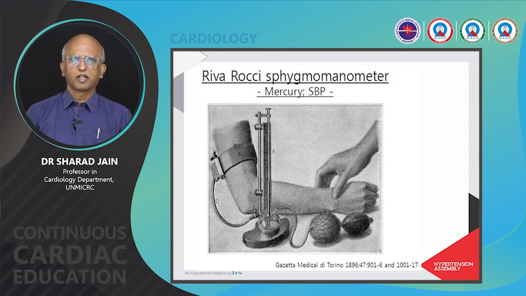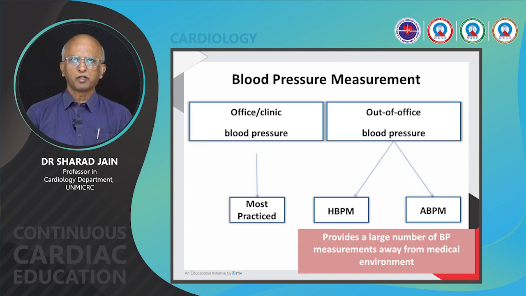Starting from the history, there was the Riva-Rocci sphygmomanometer, that is a mercury blood pressure device, and with that you can just take systolic blood pressure. With the invention of newer machines, they became available. Blood pressure measurement can be in the office or clinic, which is the most common practice, and out of office, which is home blood pressure monitoring or ambulatory blood pressure monitoring. Home blood pressure and ambulatory blood pressure provide a large number of blood pressure measurements away from the medical environment.